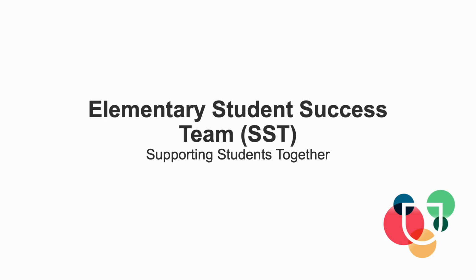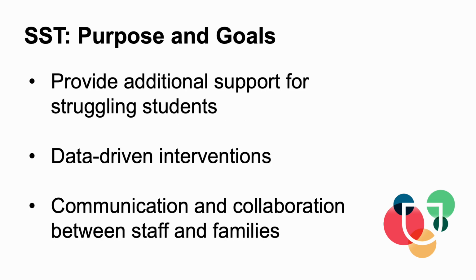Welcome to this overview of San Jose Unified School District's Student Success Team for elementary schools. The purpose of the Student Success Team, also known as the SST team, is to develop a plan to support students that are struggling in a variety of areas. The goal is to provide interventions that are data-driven, meaning that they are research-based and use various measures of progress to identify ways to help and target specific needs.